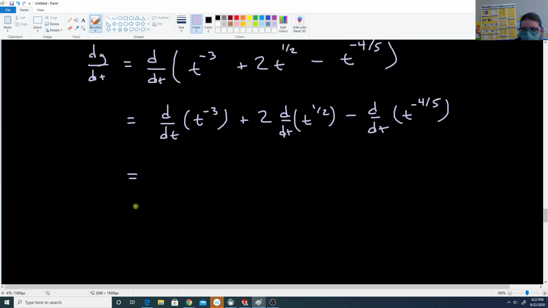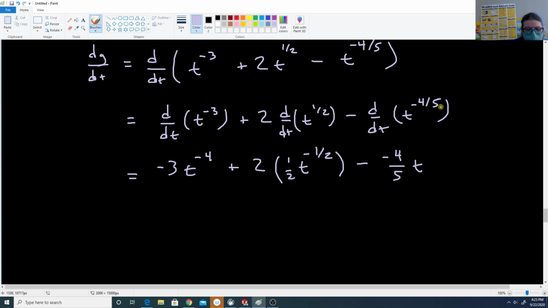So now I'll go through and actually take the derivative of this stuff. I'm going to use the power rule here, so negative 3 goes up front. Negative 3 minus 1 is negative 4. Plus 2 is out front. The 1/2 comes down. Times t to the 1/2 minus 1 is negative 1/2. Minus the negative 4/5 comes down. And then t to the negative 4/5 minus 1. Minus 1 is 5/5, so negative 4/5 take away 5/5 is negative 9/5.